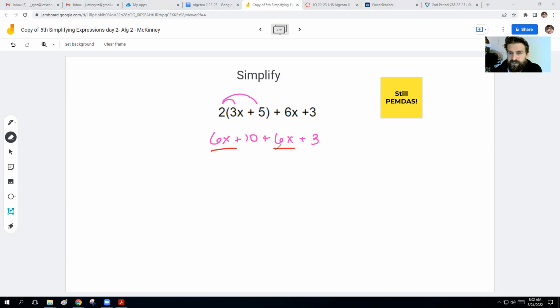All we're going to do when we add or subtract is combine like terms. 6x plus 6x, okay, that'd be 12x. And then 10 and 3 would be 13. So there's the answer if you did that correctly.